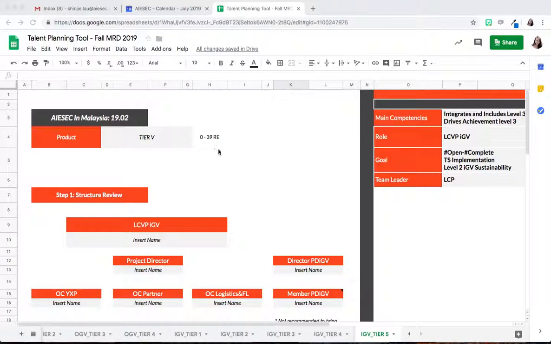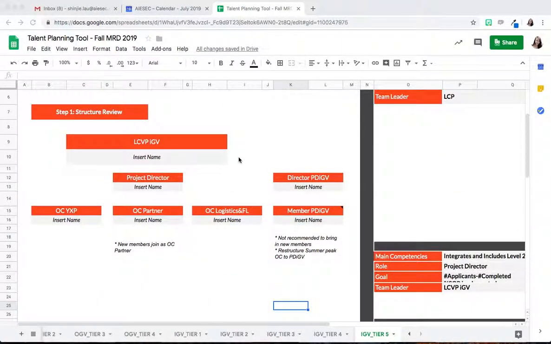So the product itself is between 0 and 39 realization. If you look into this tier, the structure itself will not change a lot. Mainly, the objective of the structure is that you will still have an LCVP iGV, but we will not encourage you to have another department specifically tackling PD for iGV. Instead, PD for iGV will sit under LCVP iGV as a sub-function to support every single one of your projects.